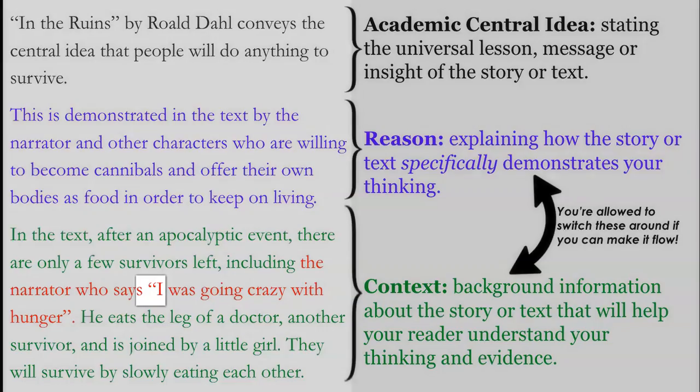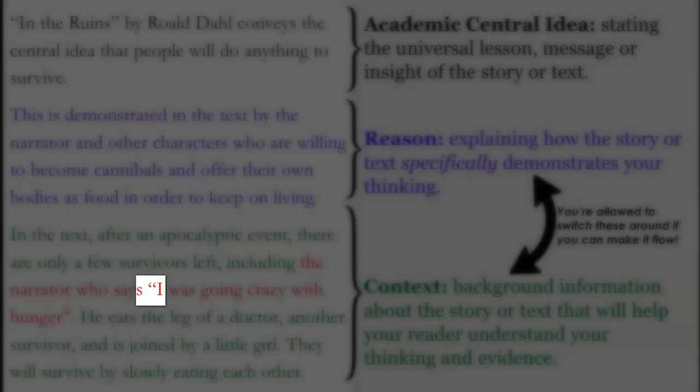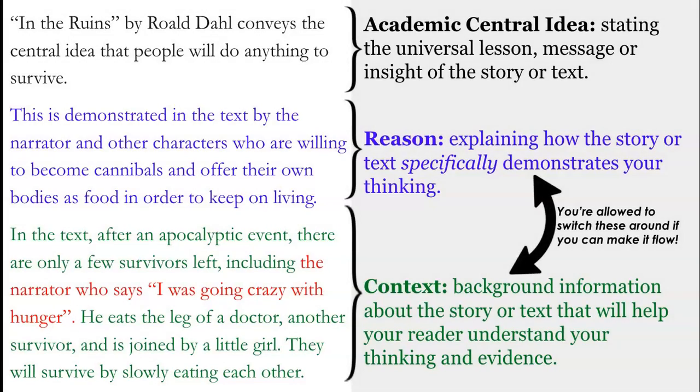And this is a quote from the text. You'll notice I've got little quote marks there. And I've also explained who is the speaker here, who's saying this, and it's the narrator. He eats the leg of a doctor, another survivor, and is joined by a little girl. They will survive by slowly eating each other. So this context is really explaining what's going on in the story for the reader. It helps to set up my evidence, it helps to set up my central idea.